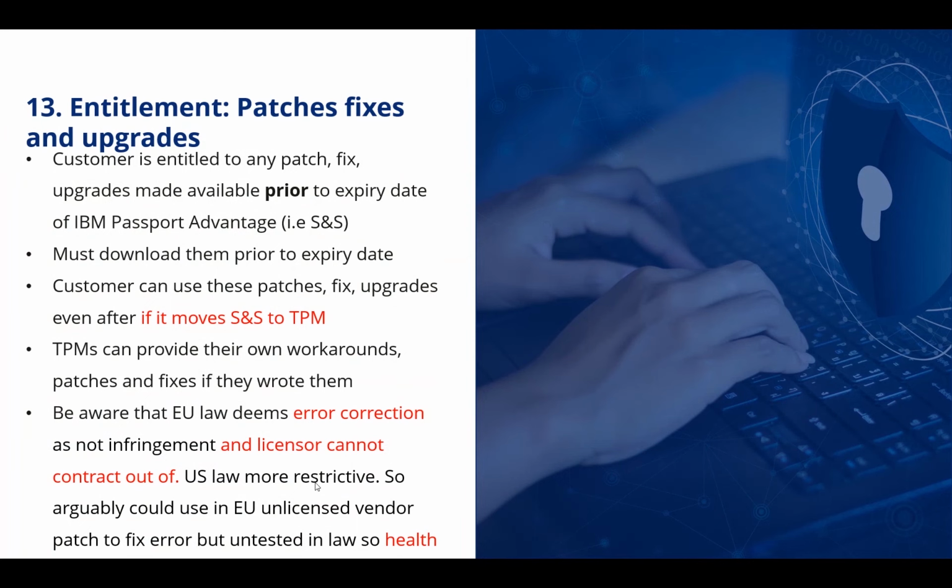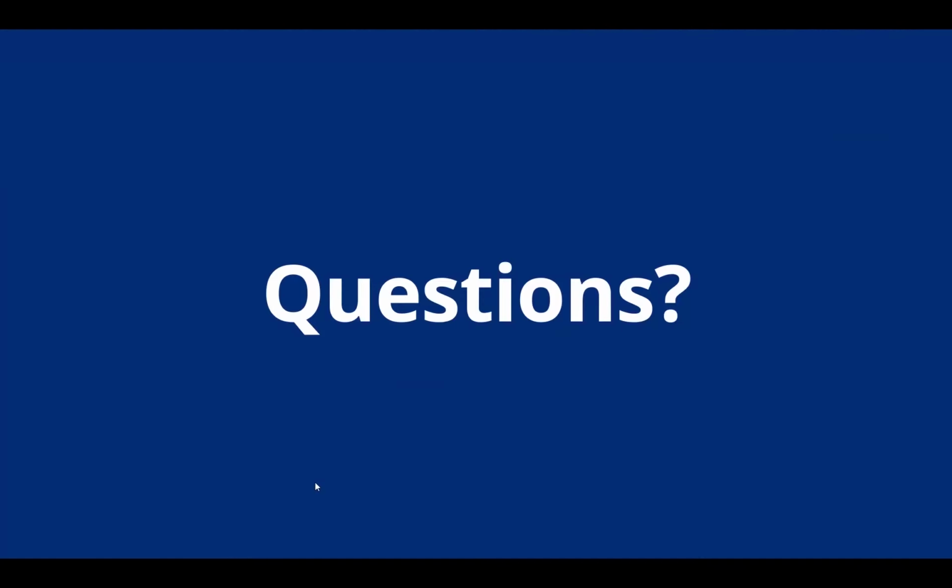Finally, as I said, and I'll just go back to it, error correction in EU law is permitted. It's not an act of infringement. But there is a sort of big health warning on this one. Arguably, you could use in EU law unlicensed patches, in other words, patches which you don't have a license to, to fix an error, for instance a bug or something like that. But that's untested in law, so there's a bit of a health warning in there, but it certainly follows from the wording of the software directive. And with that, any questions?